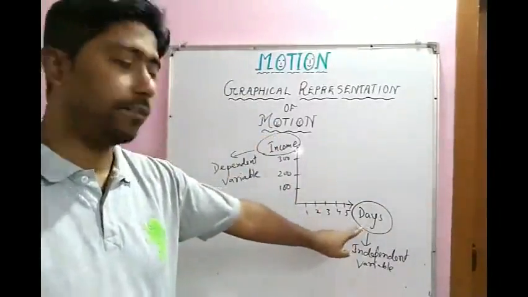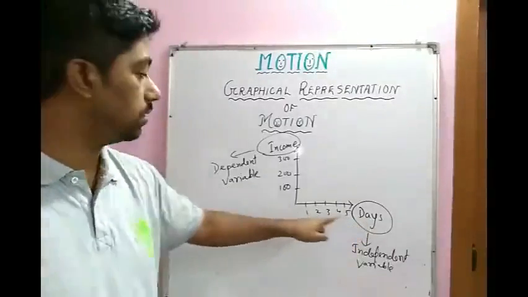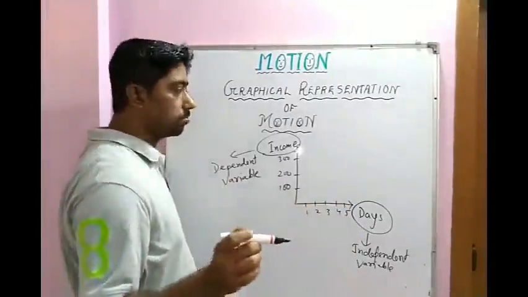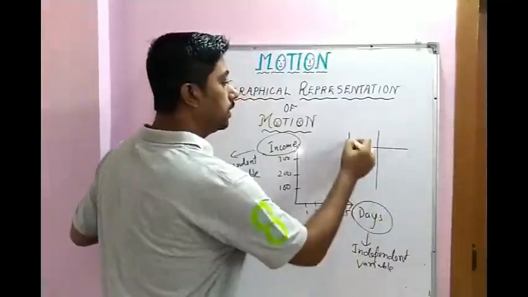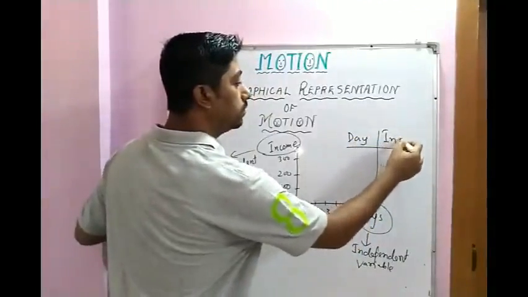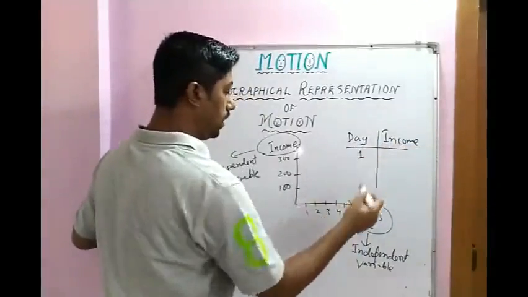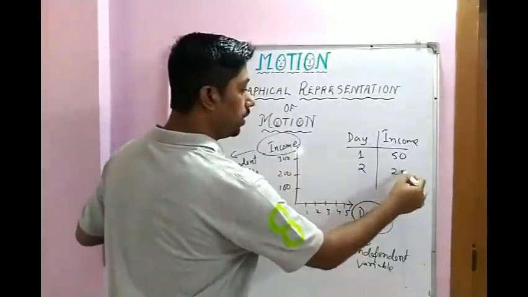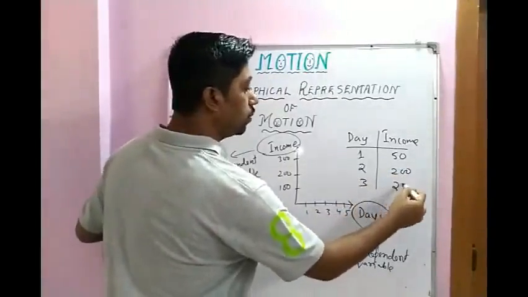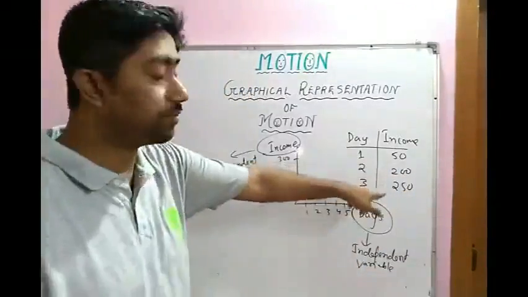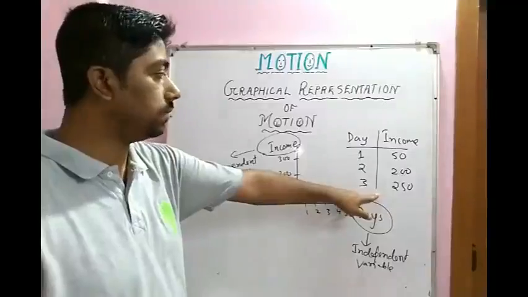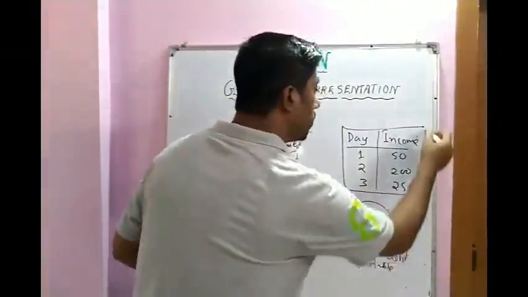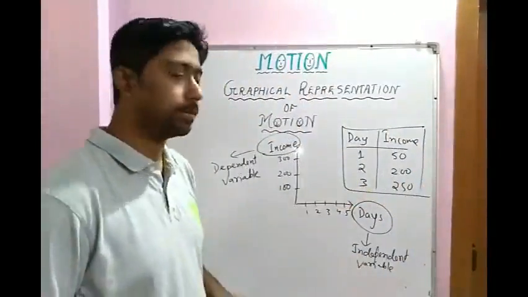In this example that I have given, the independent variable is the number of days. This is day, and this is, suppose, income. On the first day, suppose he earns 50 rupees. Second day, suppose he earns 200 rupees. Third day, suppose he earns 250 rupees. So this is the set of data that you have in quantitative form, that means in the form of some numbers.